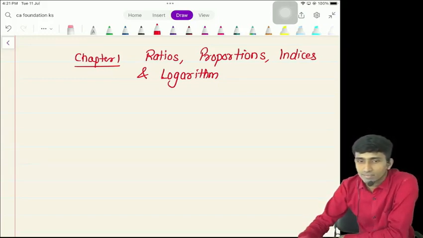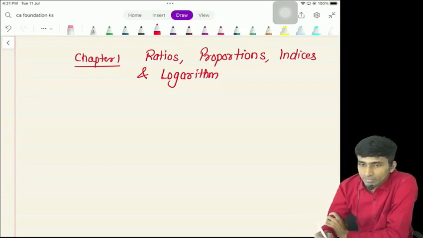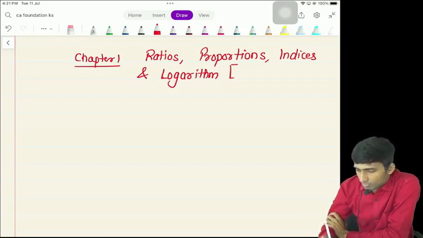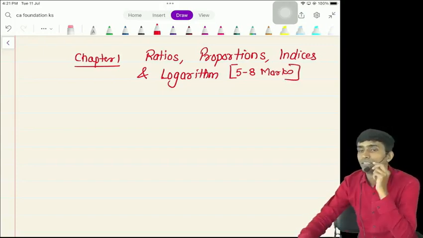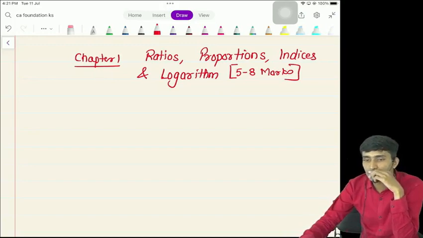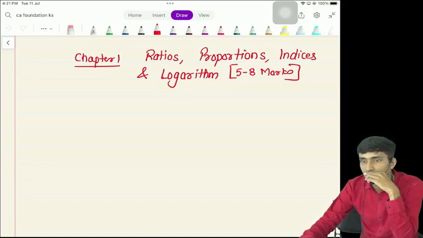Write in bracket 5 to 8 marks. So you get a question from 5 to 8. 5 to 8 marks. Okay.